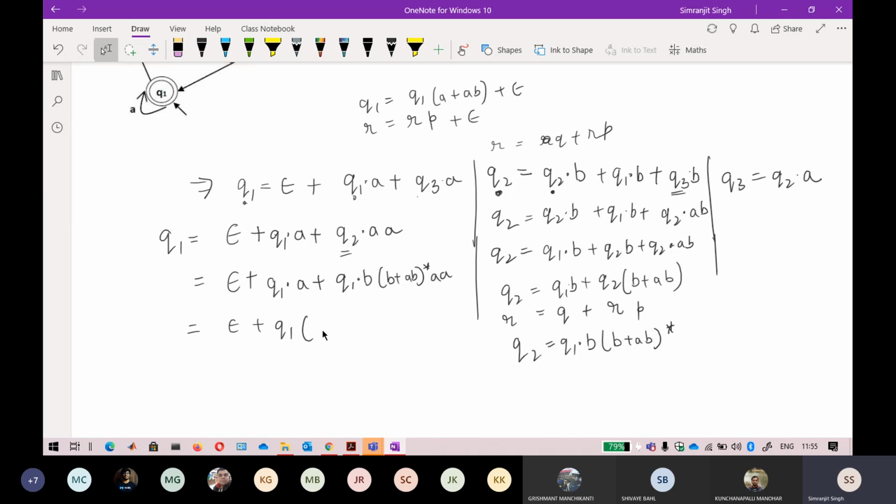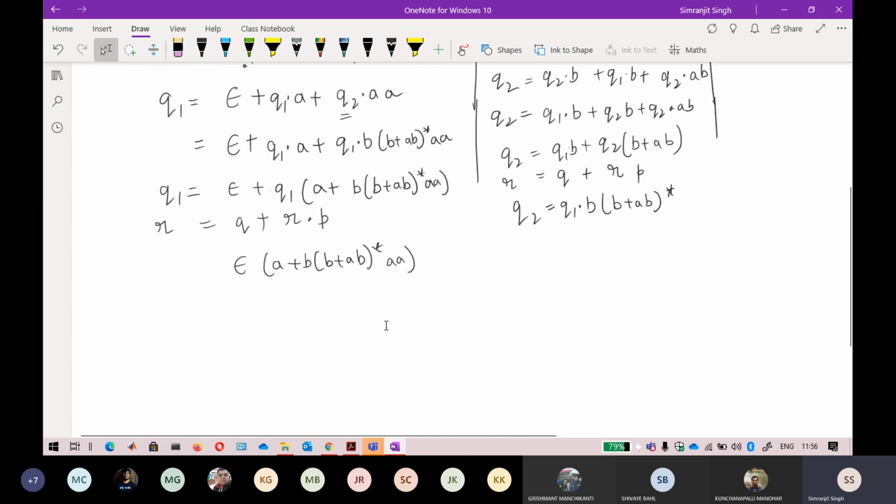So it will become Q1 A plus, now whatever it is, I do not need to worry about it. I just write it as it is. Okay, so now if you see, the expression will become, this is your R, and this is your RP and this is your Q. So it will be epsilon into P star. Okay, so A plus B, B plus AB star followed by AA.